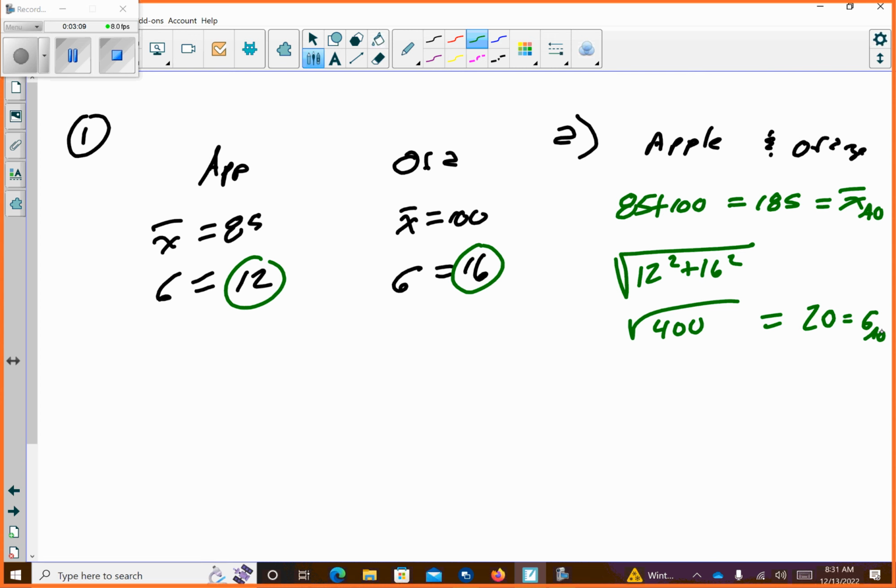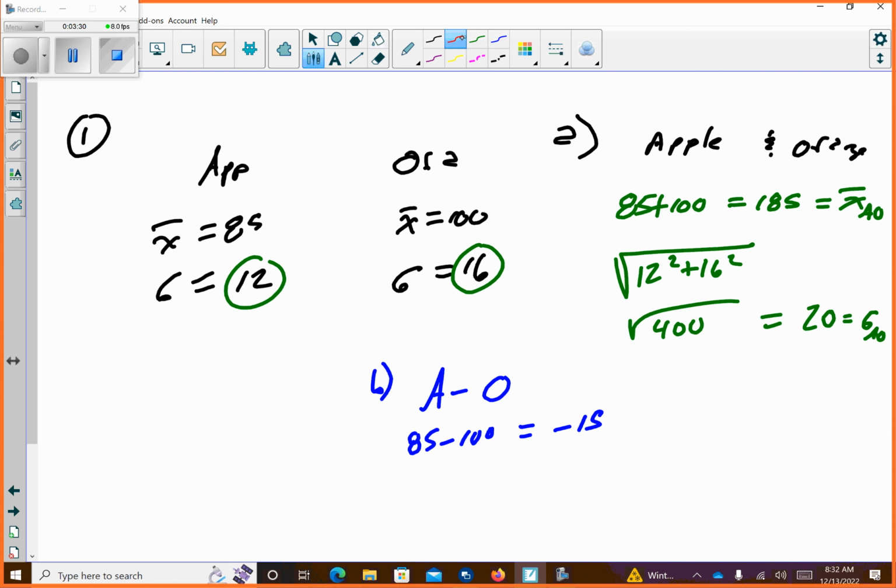All right. What's the difference in weight? So what's the difference of the apple and orange? This is B. So the apple was 85, the orange was 100. So is it okay that we get a negative number here? Sure. So that's the difference between the two.